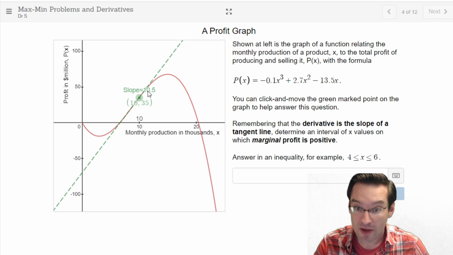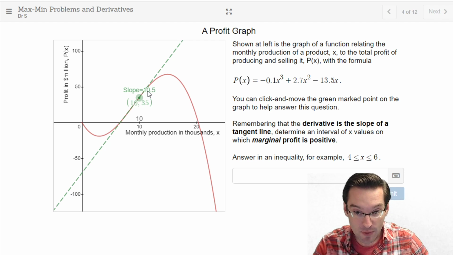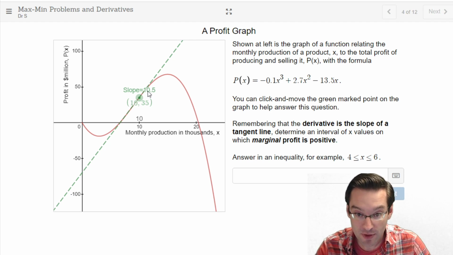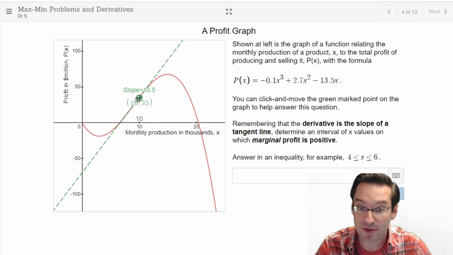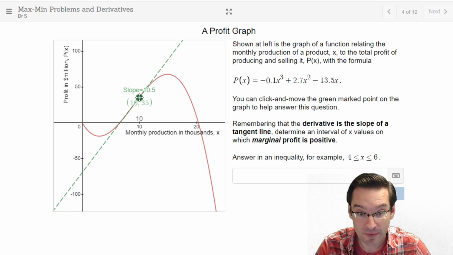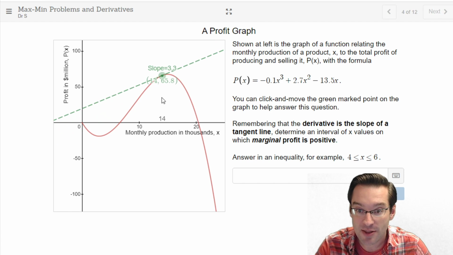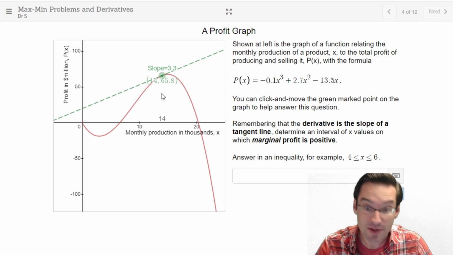Meanwhile, the slope of the graph at that point, the marginal profit, is 10.5, which means that the next unit of my product that I produce is going to make me $10.5 million per 1,000 units produced, or if I cancel those units, $10,500. The next unit that I sell is going to make me $10,500 more of profit if I'm currently producing 10,000 units a month. If I'm producing 14,000 units a month, my next unit that I sell is going to make me $3,300 more, right? So the next unit is still profitable.